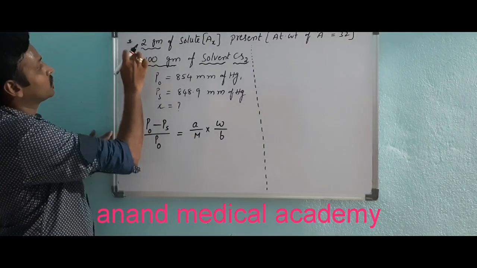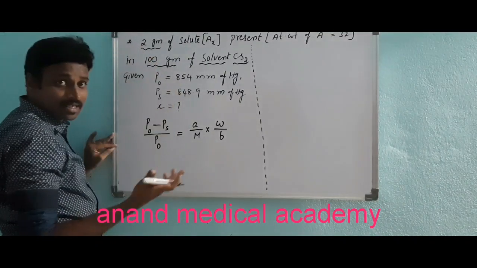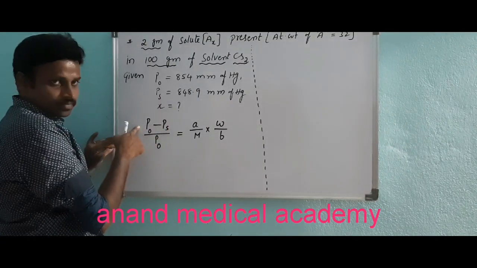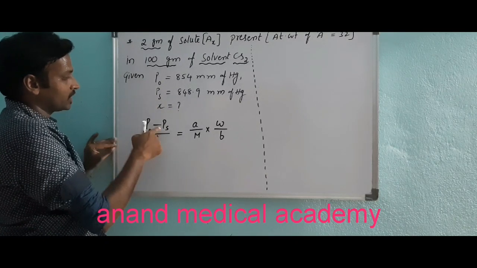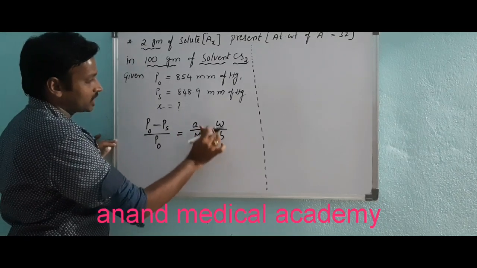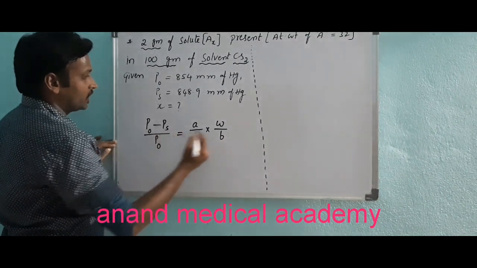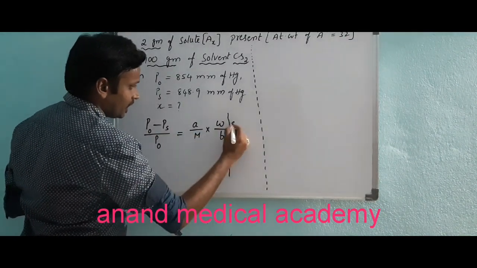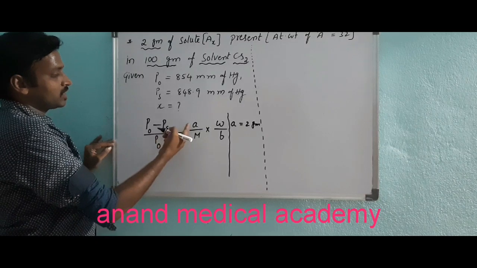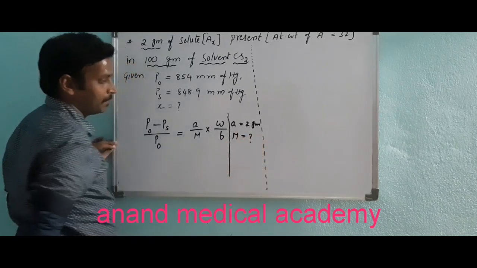See here, why are we saying dilute solutions? 2 grams in 100 grams is very much less. So 2 grams is very much less, so it's a dilute solution. What is P0, you know? It means the vapor pressure of the pure solvent, and PS you know. See here, what is A, what is B, what is M and what is W, I gave at the time of Raoult's law. Got it? So here it's very clear that the A value is 2 grams.